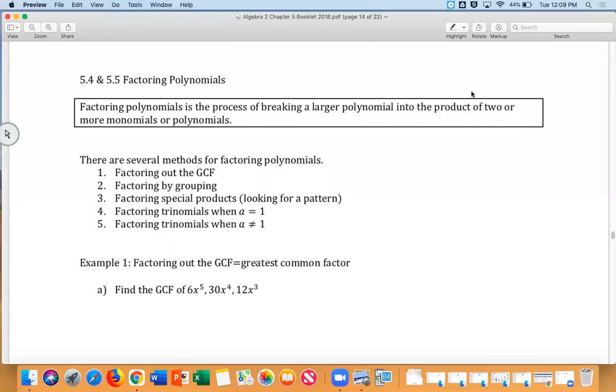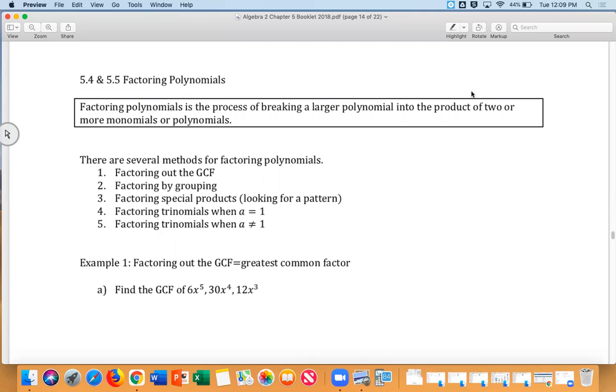All right, 5, 4, 5, 5, factoring polynomials. Factoring starts out with GCF, which stands for what, Justin? Greatest common factor. Okay, so what is a factor? A number. A number that does what? It is more than one. All right, a number that's more than one.